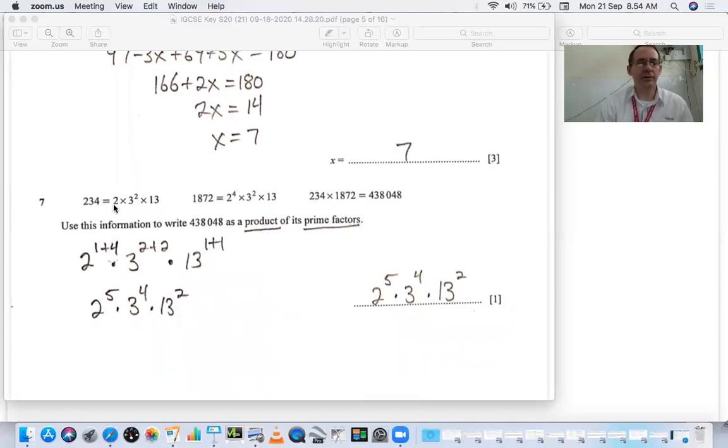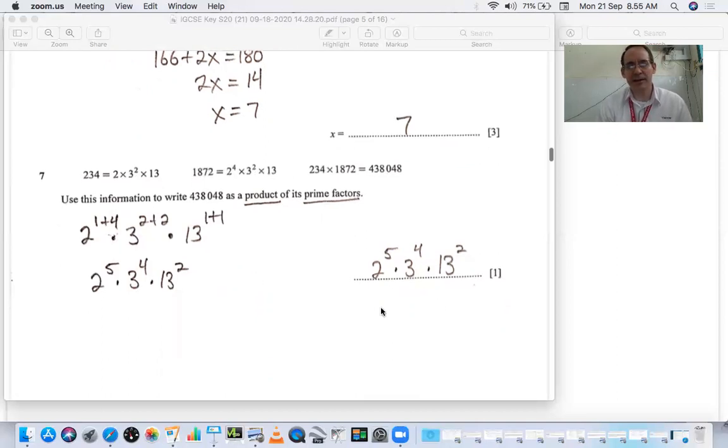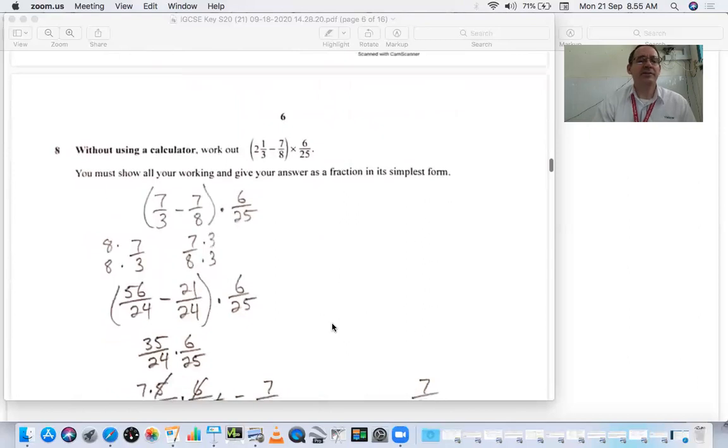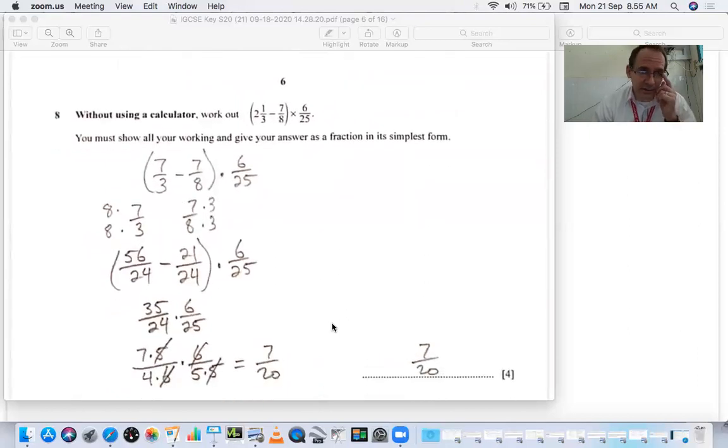So when you multiply like bases, you add the exponents. So 1 plus 4 gives us 5 for the factor of 2. 2 plus 2 gives us 4 for the factors of 3. And 1 plus 1 gives us 2 for the factors of 13. That then is our prime factorization for the 438,048.